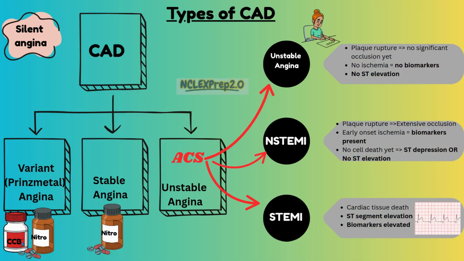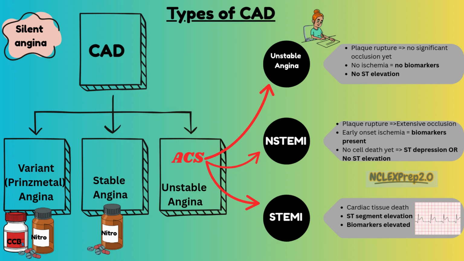We have silent angina. The patient presents with no symptoms, but the EKG shows ST elevation or Q wave. Variant angina, we just talked about it: vasospasm in the coronary artery. Stable angina, very famous. It's predictable when it's going to happen. The patient gets relief when they rest or take sublingual nitro. Acute coronary syndrome, which includes three things: unstable angina, non-STEMI, and STEMI.